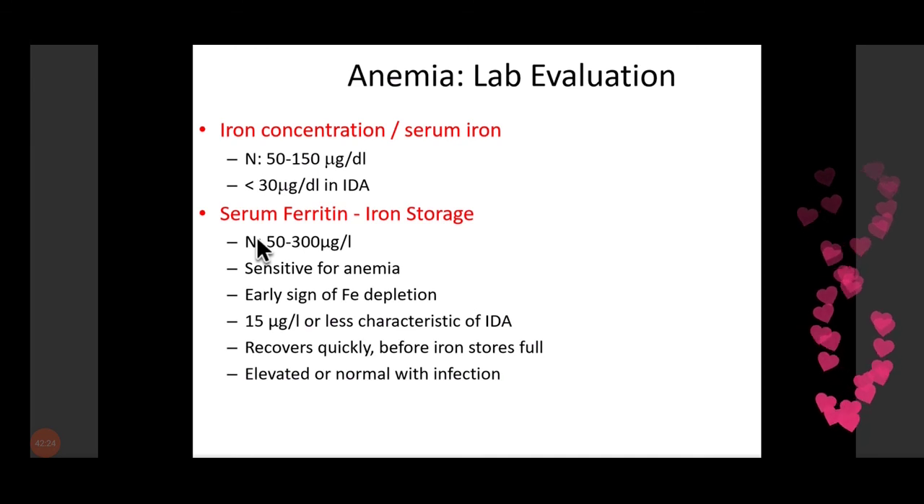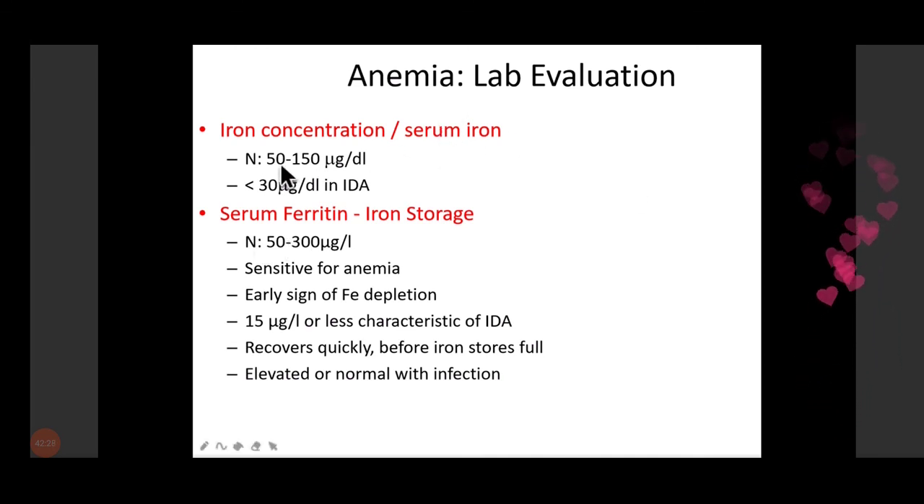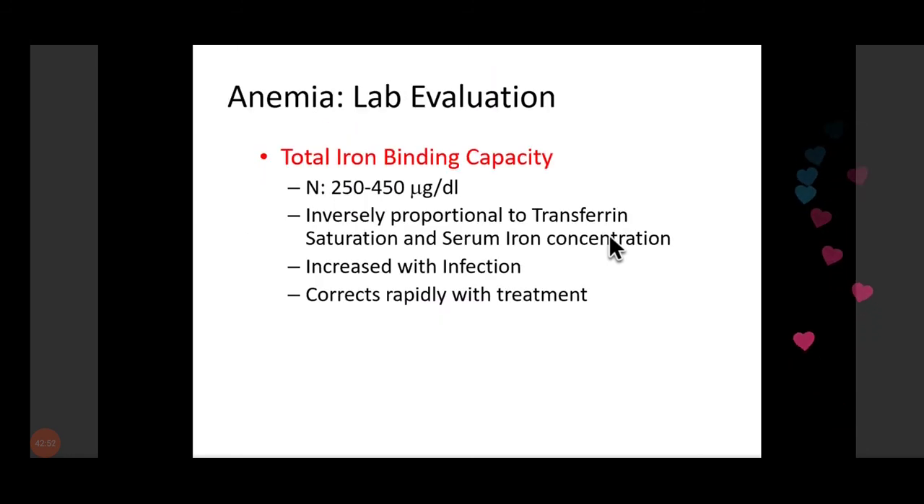Besides this, there are some serum biochemistries which you can do. You can check the serum iron. Normally it's 50 to 150, and it will decrease in iron deficiency anemia. You can do the ferritin, which is the storage form of iron. It is sensitive for anemia and for early signs of iron depletion. 15 micrograms per liter or less is characteristic of iron deficiency anemia. So it falls quickly, before the iron stores are depleted.